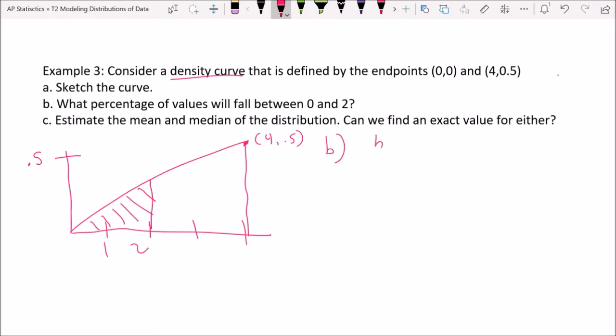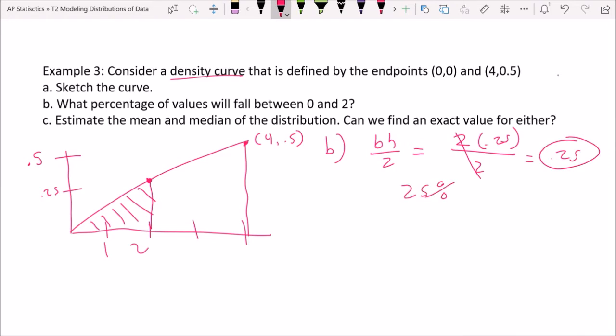Remember that the area of a triangle is base times height divided by 2. So what's the base? 0 to 2 is a base of 2. What's the height? Okay, well, it's halfway there, so that's 0.25. Height is 0.25. And so base times height divided by 2, cancel the 2's, and that's 0.25. It asks what percentage? 25% of the values fall there.